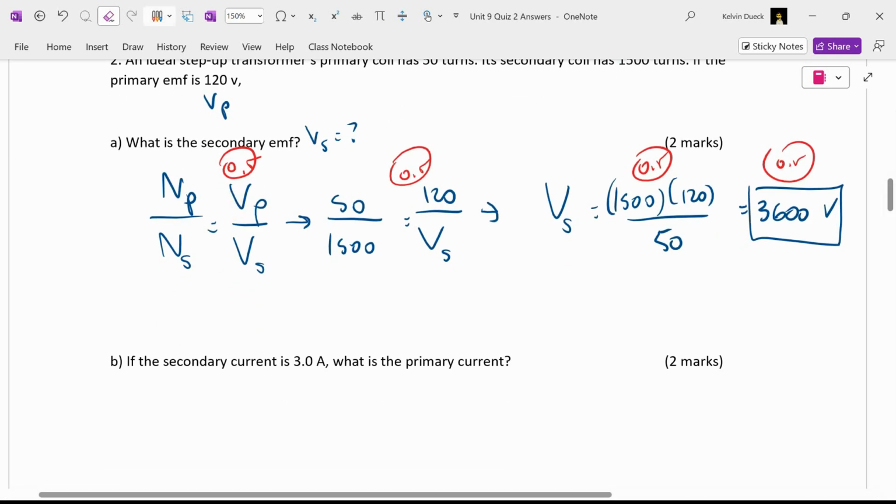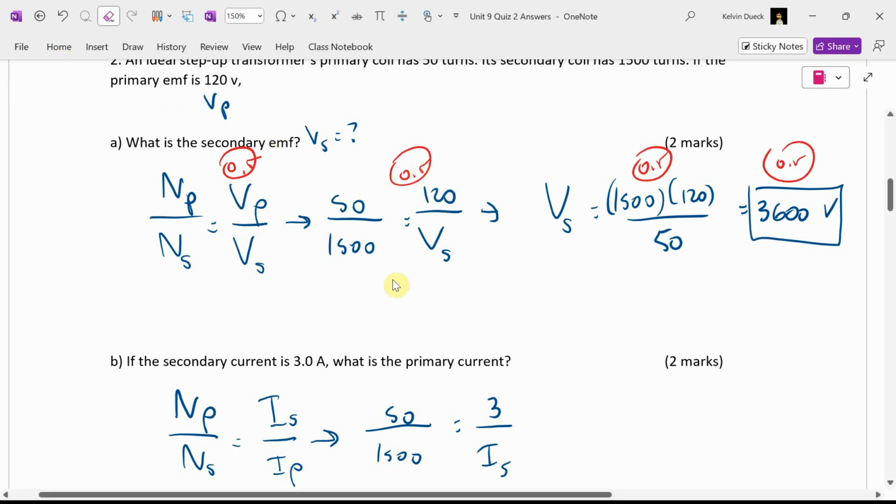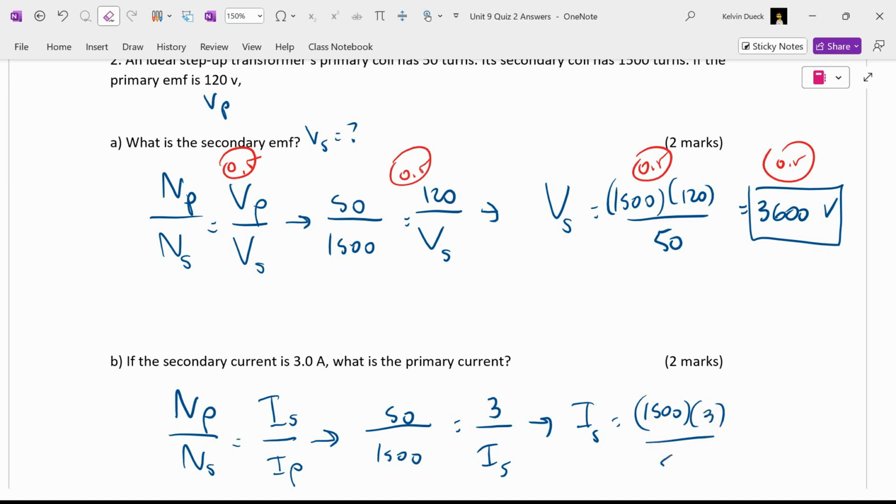Oh, now they want the current. Okay, that's going to be N primary over N secondary equals, not N, Mr. Dueck, I secondary over I primary. It's going to be 50 over 1500 equals 3 over I secondary. Addie, I noticed that this equation up here and this equation up here look really similar. It's just a different variable. So I said, you know what? I secondary is going to be 1500 times 3 divided by 50.